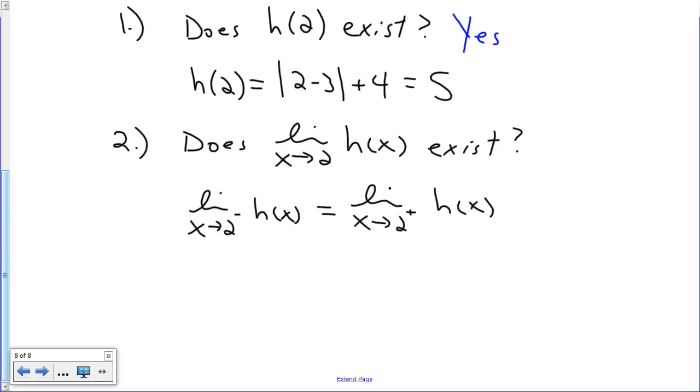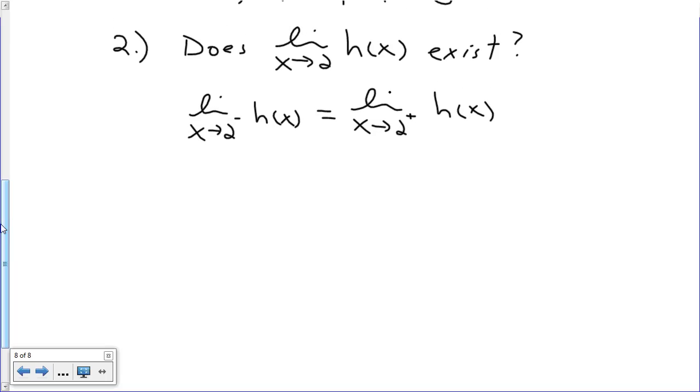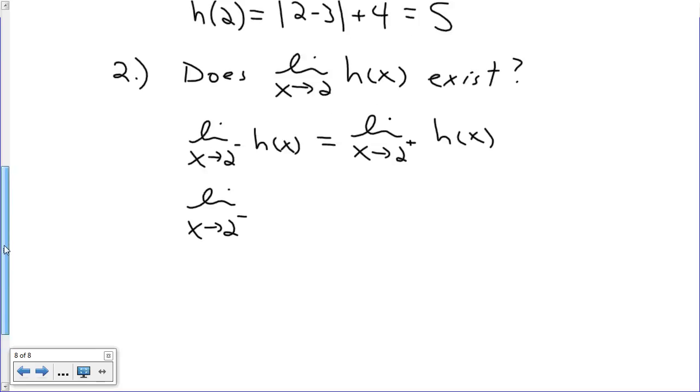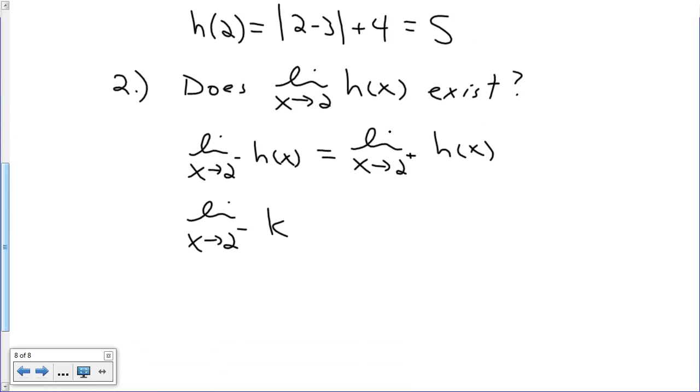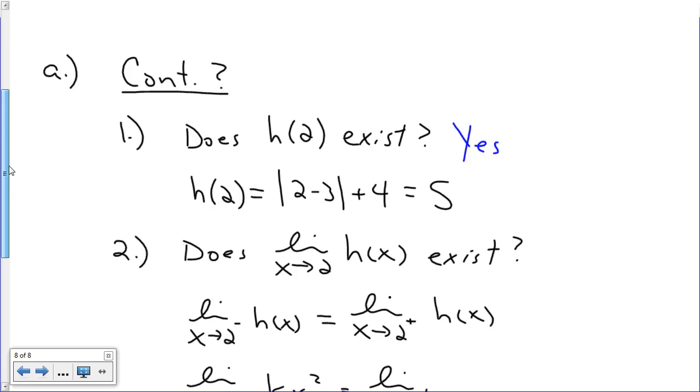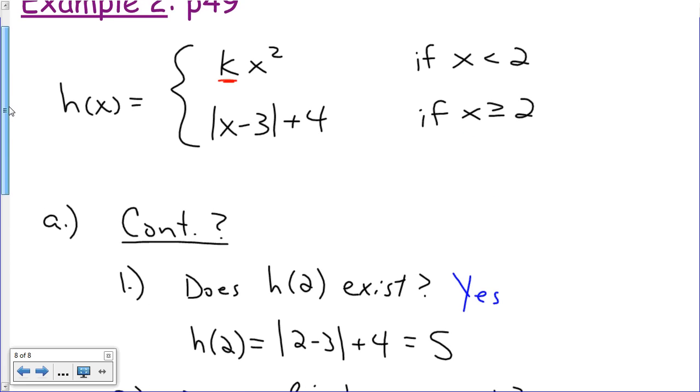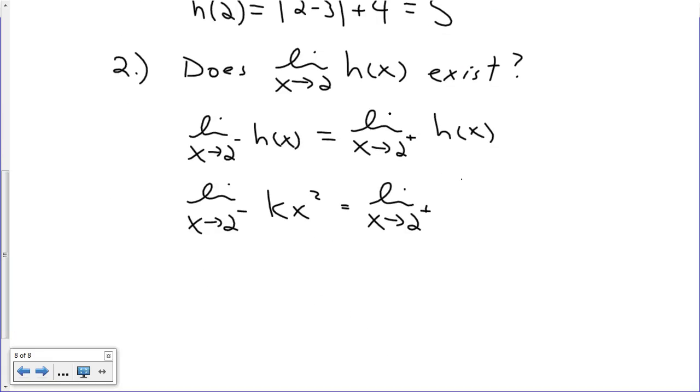All right, so let's replace h of x with what it's equal to here. Now it depends on what piece we're dealing with as to what function we're going to fill in. If we're approaching 2 from the left side, going back up to our function, that's values of x less than 2, so that's the kx squared part. So this is kx squared. And I need to force that to be equal to the limit as x goes to 2 from the right side of h of x. And as we're coming into 2 from the right side, h of x is the other piece, the absolute value portion. So it's the absolute value of x minus 3 plus 4.